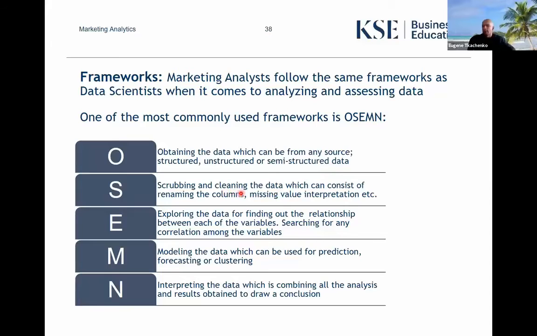Next is scrubbing and cleaning the data, which can consist of renaming the columns, missing value interpretation, et cetera. This is an ongoing thing, because when you're dealing with data, especially invoicing data, it may have a lot of missing values. The agent was distracted, forgot to insert something, or made a typo, et cetera. So we need to know how to clean and how to fix that data. Missing values sometimes are useful, sometimes are not.